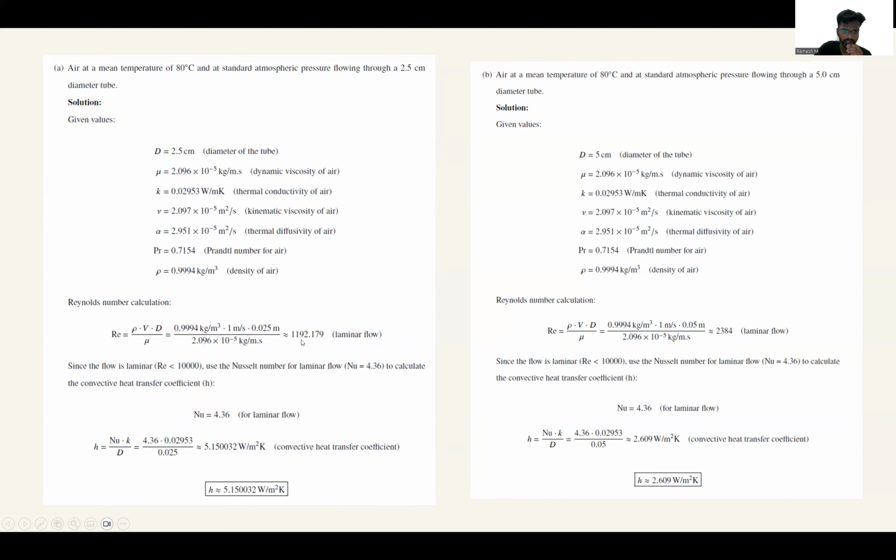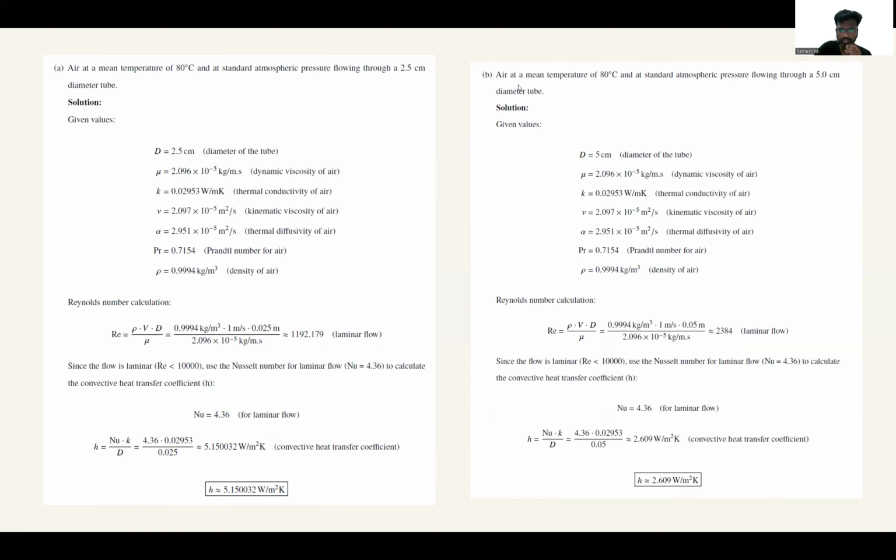We calculate the Reynolds number, and it is found to be 1192. From Cengel's heat and mass transfer book, it is given that a Reynolds number below 10,000 can be taken as laminar flow, and for laminar flow we can straight away take the Nusselt number as 4.36 for the given boundary condition, that is, constant heat flux. From the Nusselt number, we can calculate the heat transfer coefficient to be 5.15 watts per meter square Kelvin.